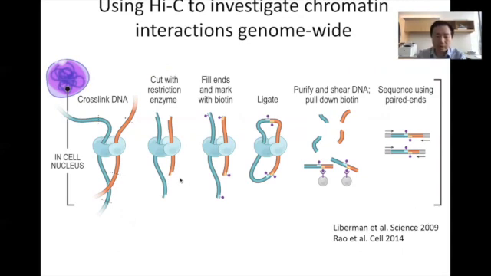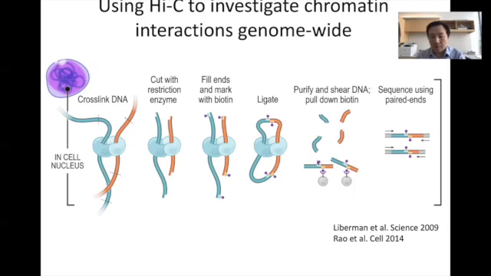So in the beginning, you can see this plot is very similar to the 3C experiment, right? You cross-link your DNA, you cut it with restriction enzymes. The only difference between 3C and Hi-C is here, when you fill in the ends, you add a biotin, right? And then the following steps are pretty much the same. You ligate your DNA, reverse the cross-linking, and then shear the DNA into fragments.